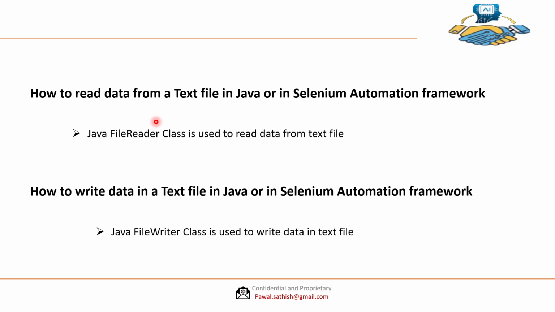When we are executing a manual test case and the data is attached in a text file, we simply open it manually in Notepad and read the data one by one. Using Java or the Selenium Automation Framework, we need to use the Java FileReader class to read the data from a text file. And if we need to write data, then we need to use the Java FileWriter class. So what we'll do, I'm going to open Eclipse.